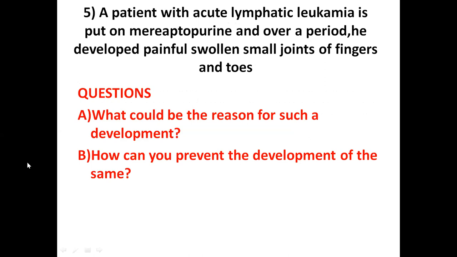Fifth question. A patient with acute lymphatic leukemia is put on mercaptopurine and over a period he developed painful swollen small joints of fingers and toes. Questions were: A. What could be the reason for such a late development? B. How can you prevent the development of the same?